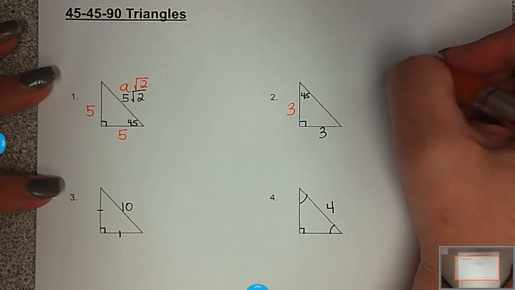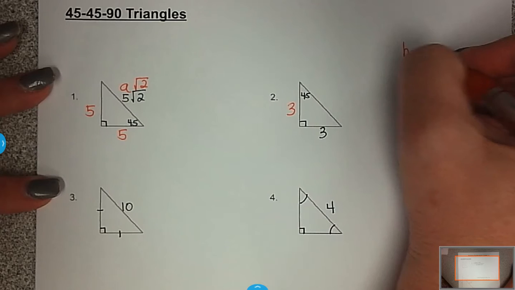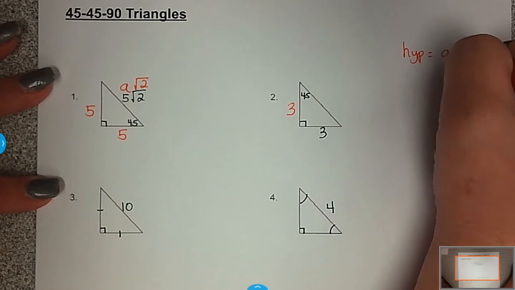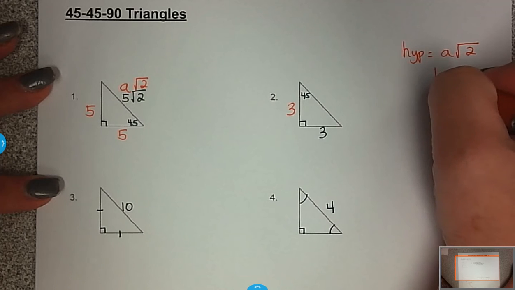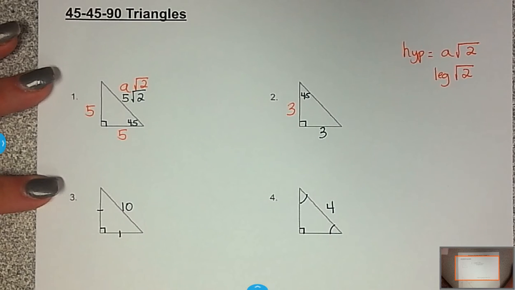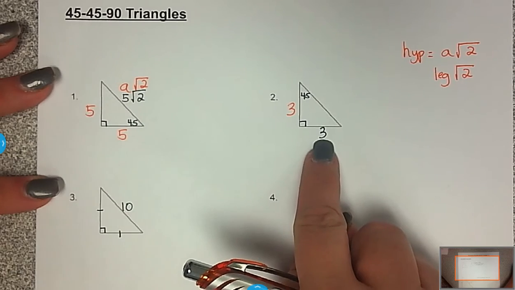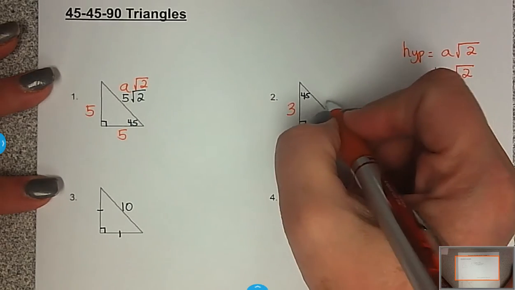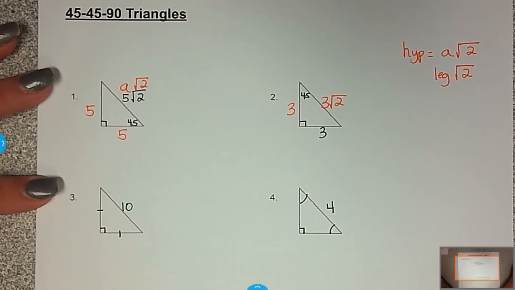And then if you'll remember, your hypotenuse is equal to a square root of 2. Well, remember that a is just the leg. So if I substitute the word leg for a, and I have leg square root of 2, to get my hypotenuse, I'm going to do a leg times the square root of 2. So there's my hypotenuse.